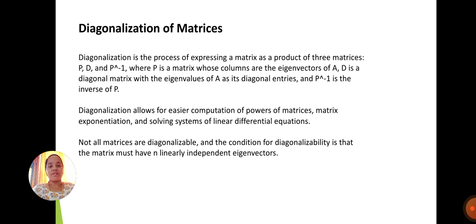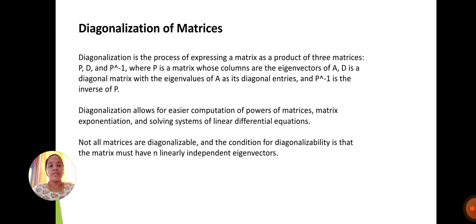Diagonalization of matrices. Diagonalization is the process of expressing a matrix as a product of three matrices P, D and P power of minus 1, where P is the matrix whose columns are the eigenvectors of A, D is a diagonal matrix with the eigenvalues of A as its diagonal entries, and P power of minus 1 is the inverse of P.